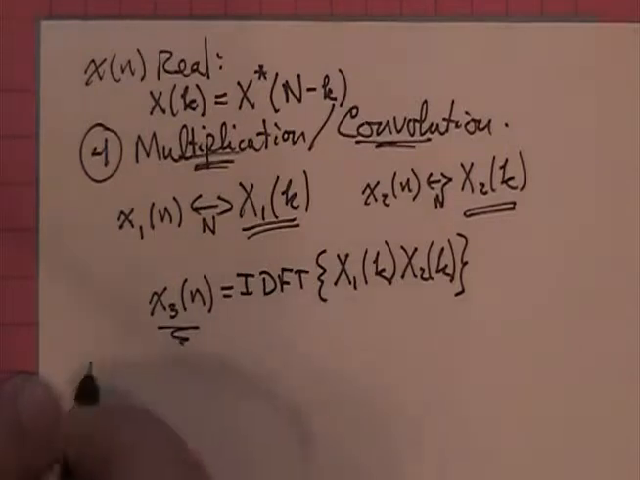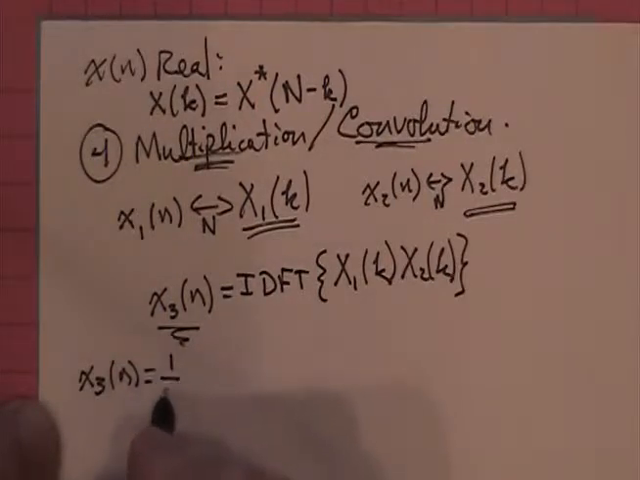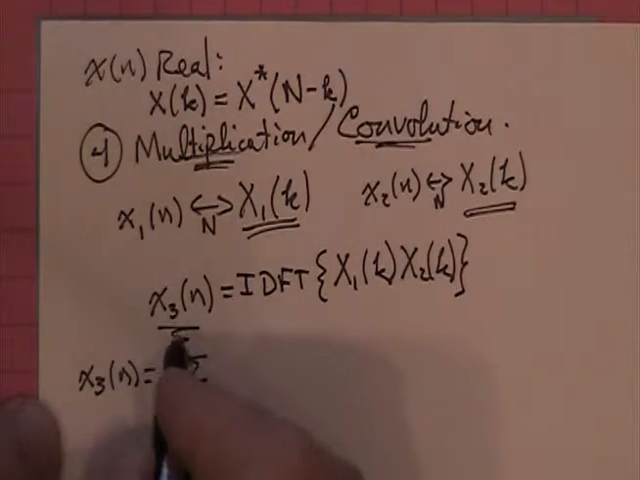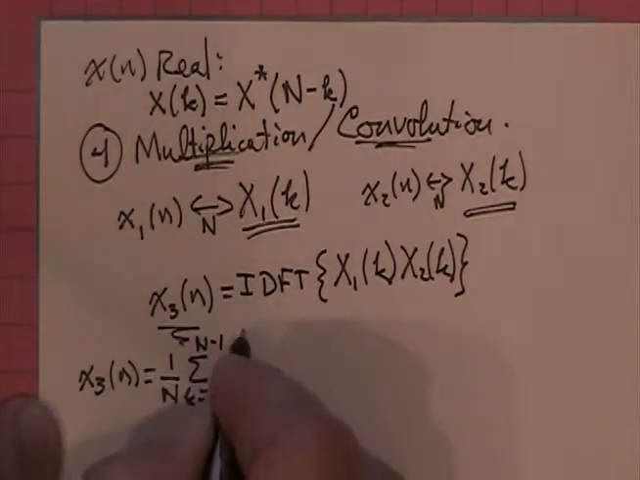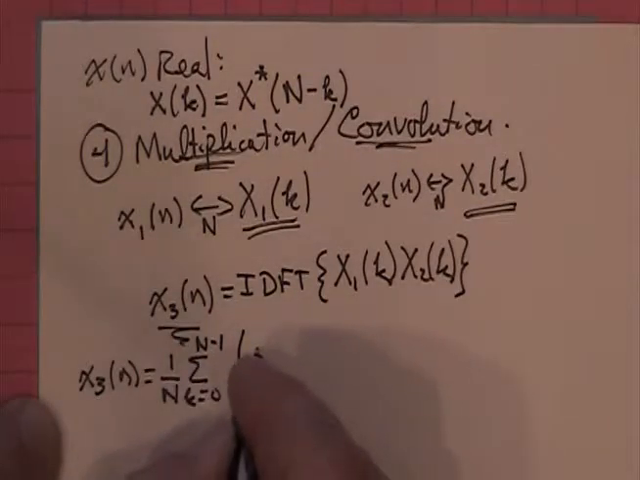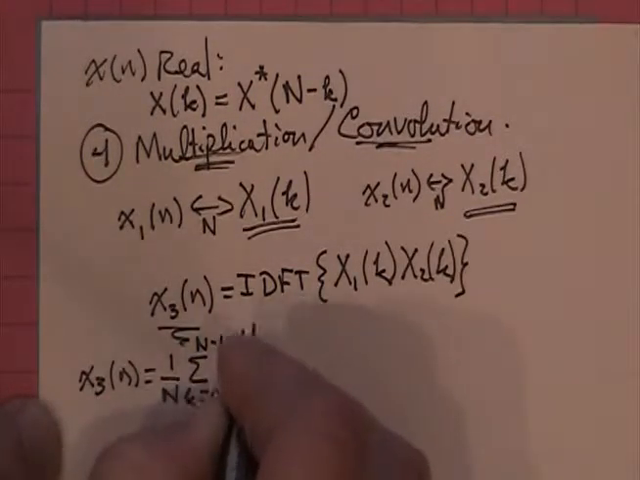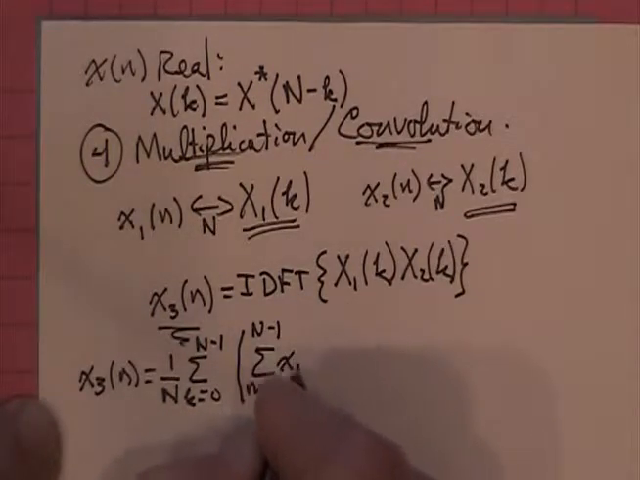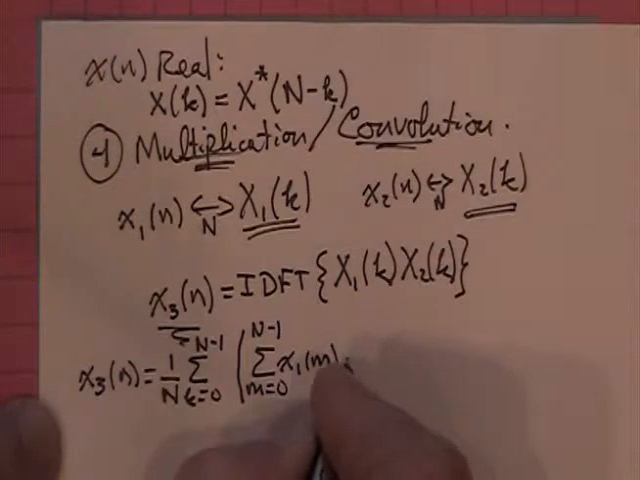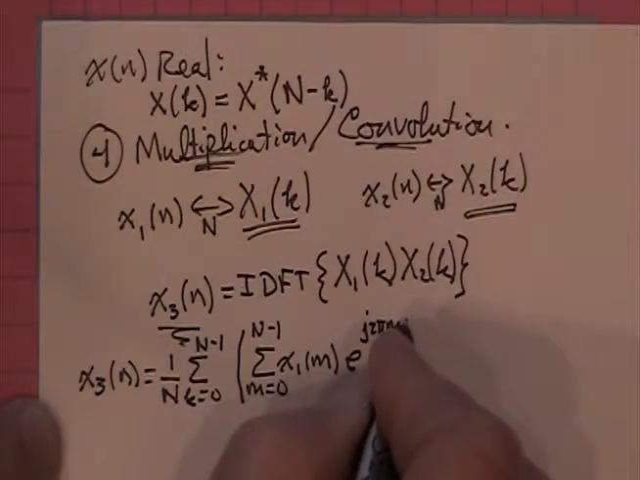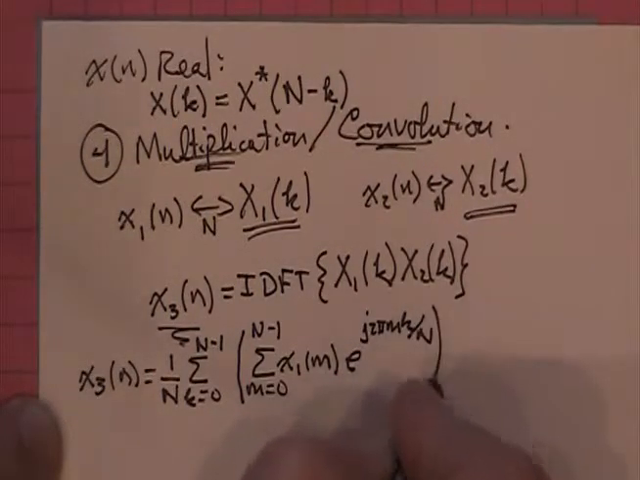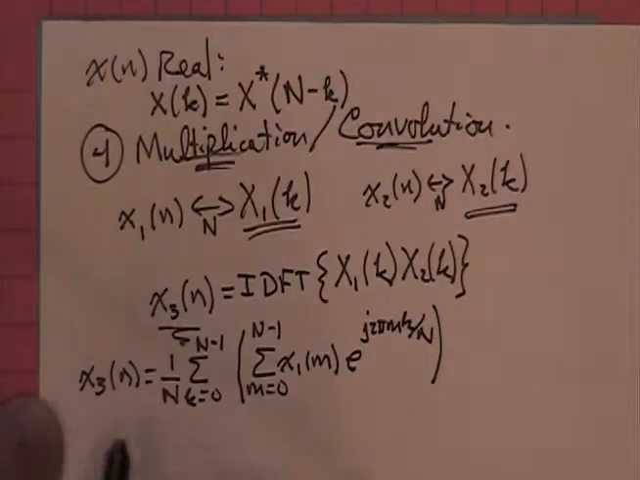So I'm going to write down here what x3 of n is. It's an inverse transform, so I have this 1 over n factor, and then a summation over k going from 0 to n minus 1 of two different transforms multiplied together. To write x1 of k, I'm going to take another sum, m going from 0 to n minus 1, of x1 of m times e to the minus j 2 pi m k over n. There's x1 of m.